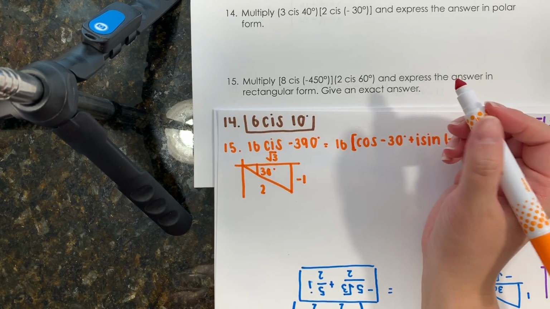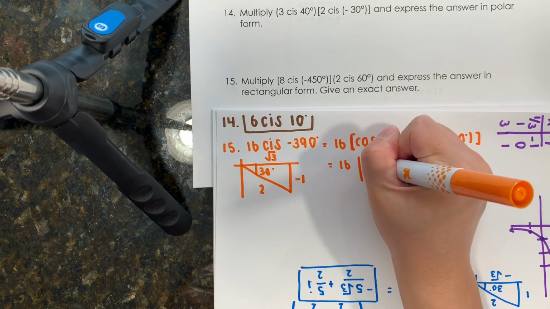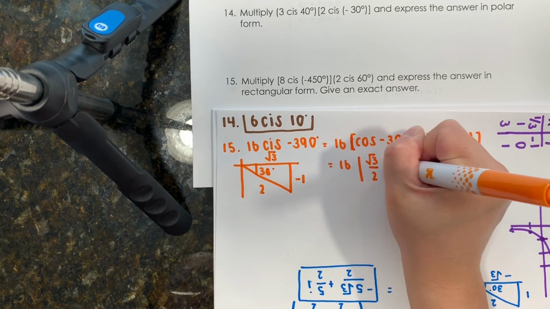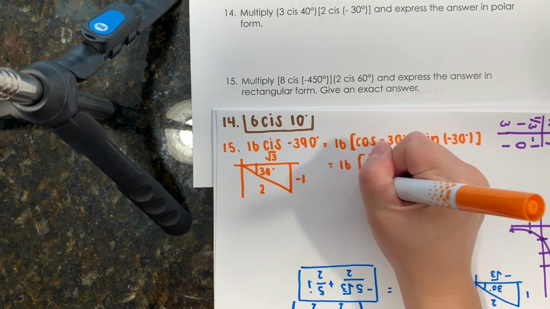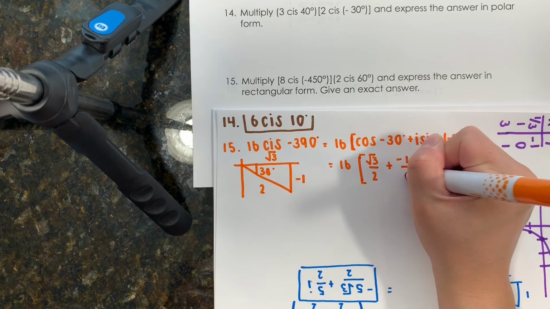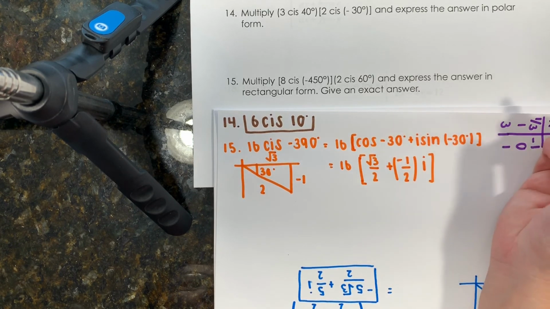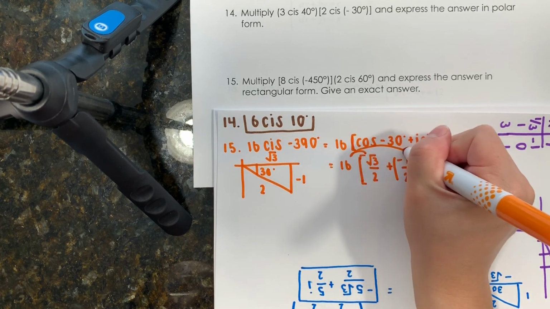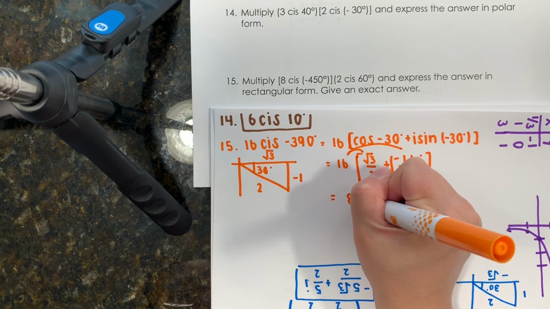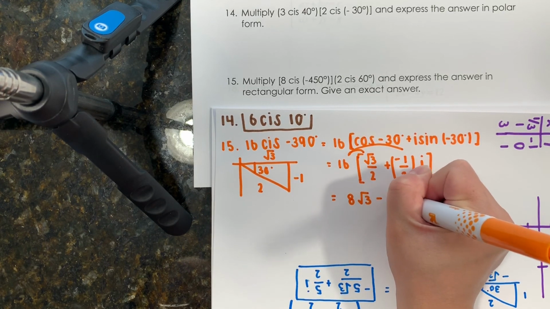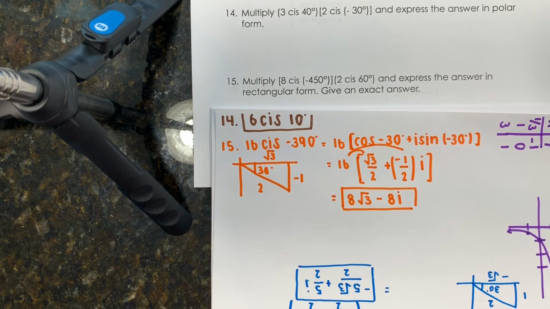Now the cosine of this triangle would be adjacent over hypotenuse. So that would be root 3 over 2. The sine of this triangle would be opposite over hypotenuse. Should be negative 1 over 2, but don't forget your I. And lastly, you're just going to distribute the 16. So 16 times root 3 over 2 would be 8 root 3, and then minus 8i. And that is your result for number 15.